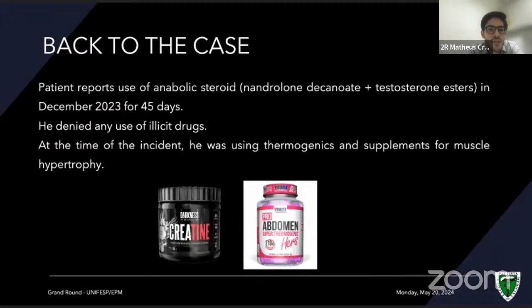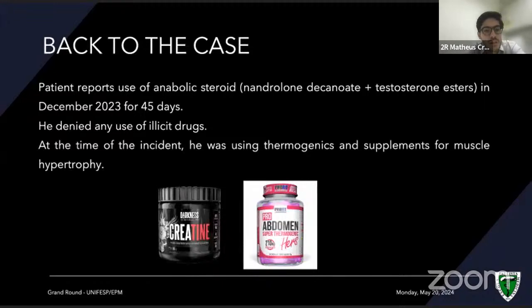And so back to the case, we called the patient again to ask some important things about the anamnesis and to show the results of the exams. And the patient reported use of anabolic steroids. He used nandrolone decanoate and testosterone esters in December 2023 for 45 days as a cycle. He denied any use of illicit drugs like cocaine. And at the time of the incident, he was using thermogenics and supplements for muscle hypertrophy, as I said in the beginning of the case. Here I showed pictures of the exact product that he was using.